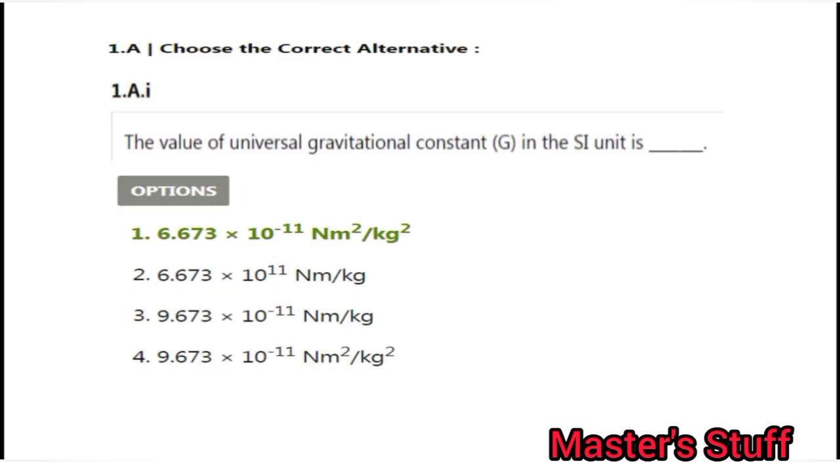Question first A. Choose the correct alternative. Here 5 sub-questions are given and each question carries 1 mark, meaning 5 questions carry 5 marks. First, the value of universal gravitational constant, meaning capital G, in the SI unit is dash. The value of universal gravitational constant in the SI unit is 6.673 × 10^-11 Nm²/kg², meaning option first is the answer.